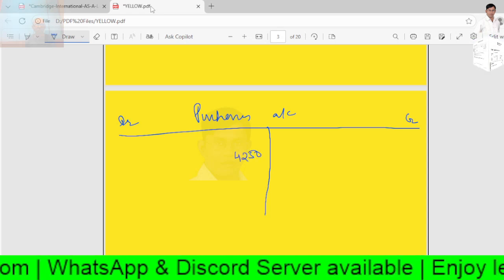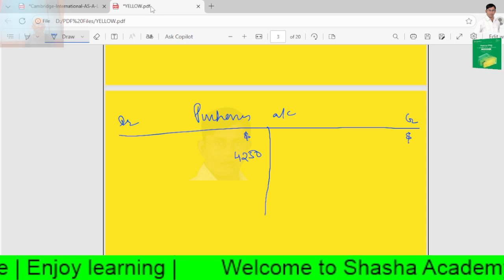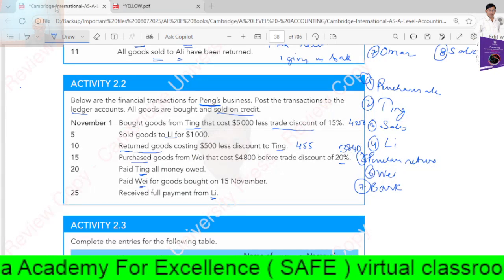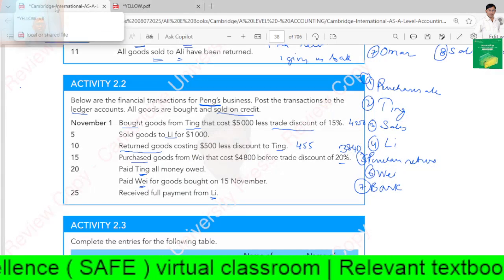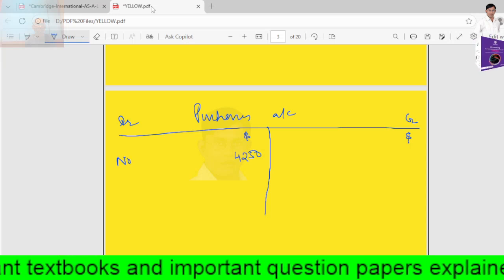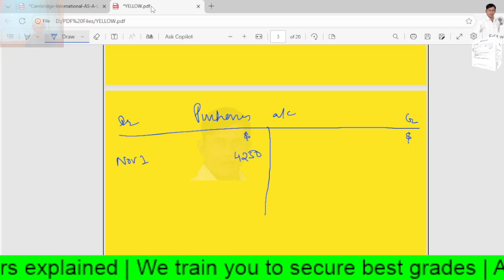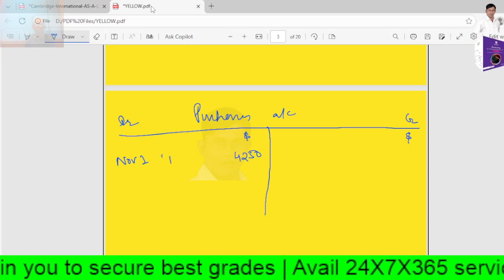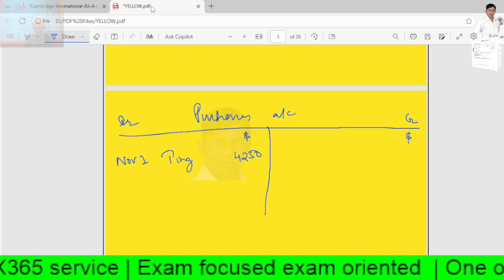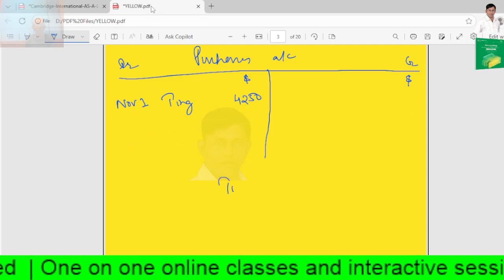Always write the date and the amount, and don't forget to write the dollars. The date is November 1, and it is bought from Ting. So November 1, purchases account debit to Ting. We have to complete the entry by writing it in the Ting account.